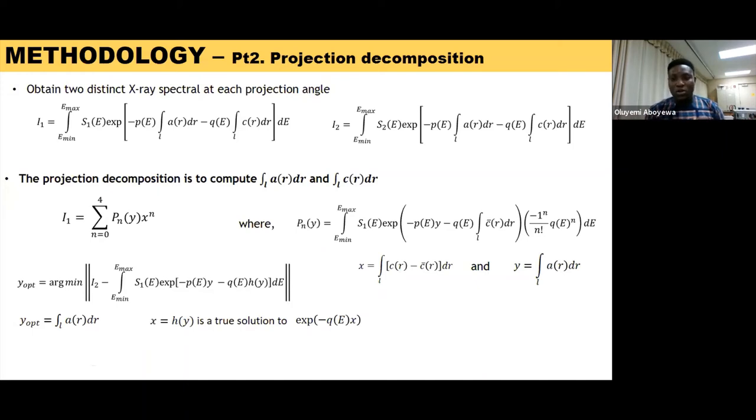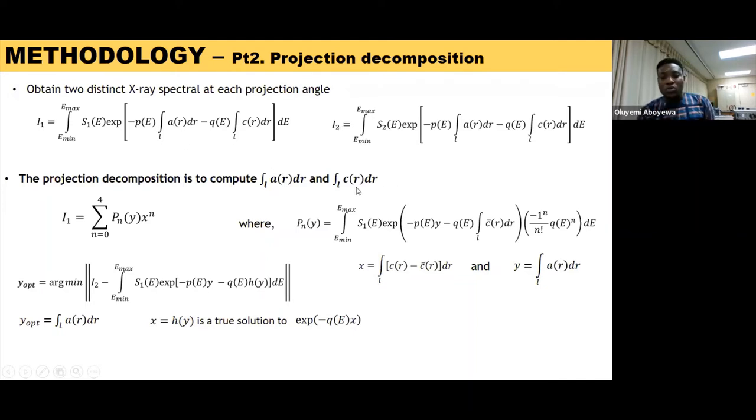So to get AR and CR, we have two unknowns, and to solve for two unknowns, we need two equations, as with a simultaneous equation in two unknowns. In order to get our two equations, we need two images, one from a low energy and one from a high energy. That's why it's called dual energy CT. So you get an intensity value based on a low energy and one based on a high energy. Then we want to solve for AR and CR.